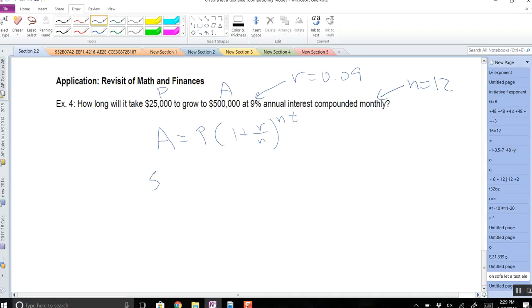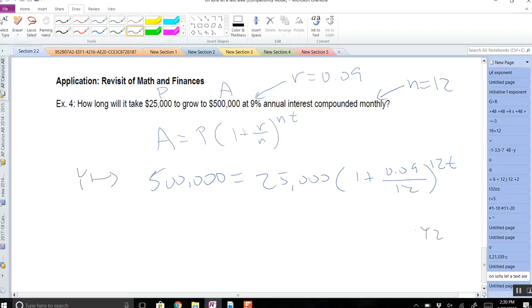So I plug all this stuff into my formula. 500,000 equals 25,000 times 1 plus 0.09 divided by 12 raised to the 12t power. And we did do this in section, I think, 3.1 or 3.2, where you wanted to graph each side. Like, you remember we let one side be y1, that was y1, that was y2, and we see it already touched. So you can use that to check your work, but you would have to make an adjustment to your window as well. Or we do a little algebra here.